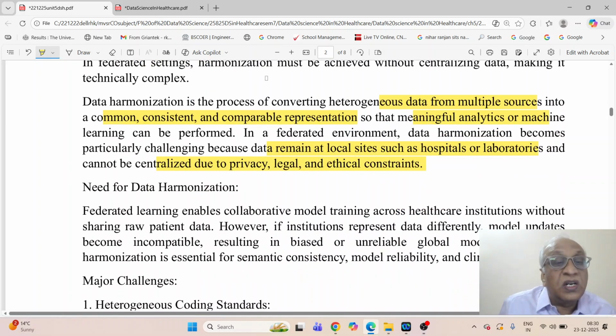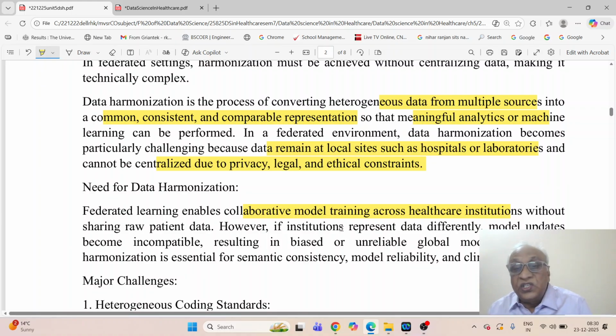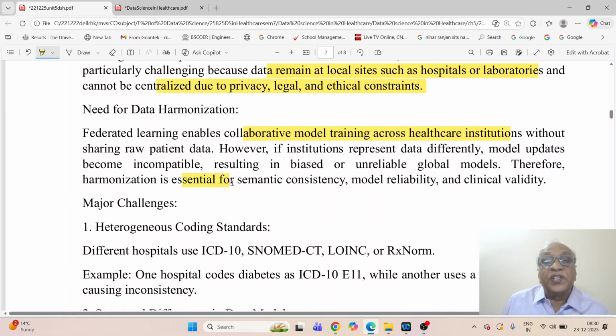What is the need for data harmonization? Okay, so it enables collaborative model training across healthcare institutions without sharing raw data. Okay, but the institutions may be representing their data differently, so then the model updates become incompatible. That may result in biased or unreliable global models. So hence harmonization is essential for semantic consistency, model reliability and clinical validity.